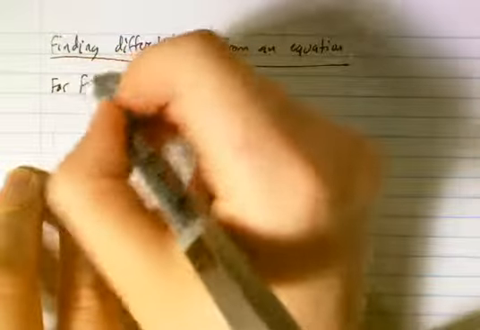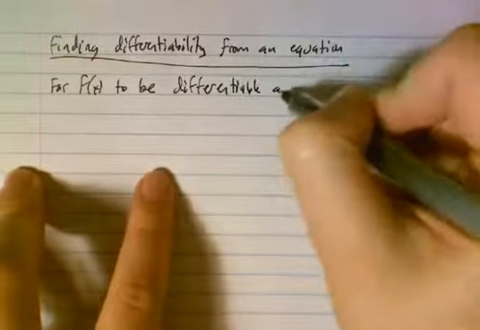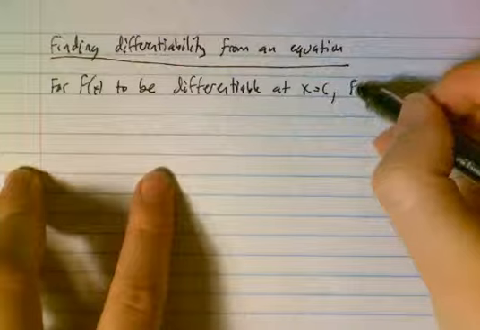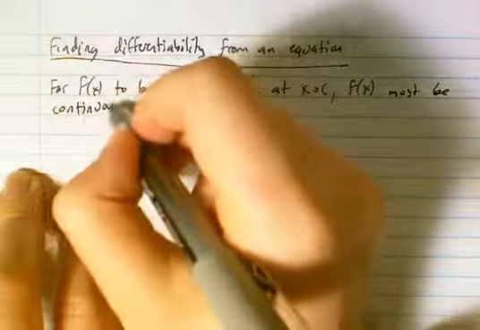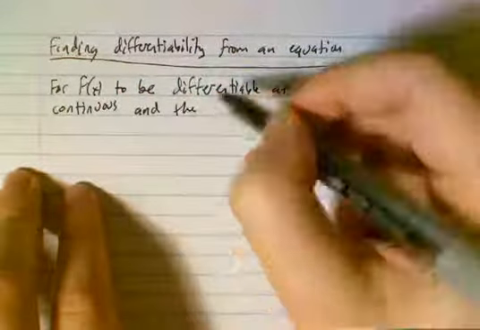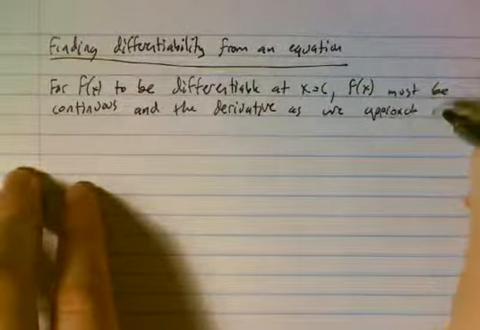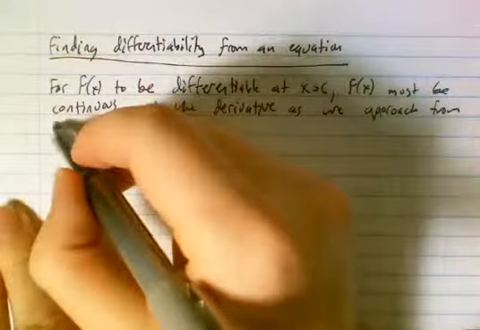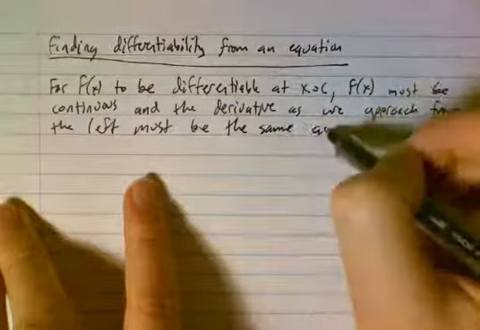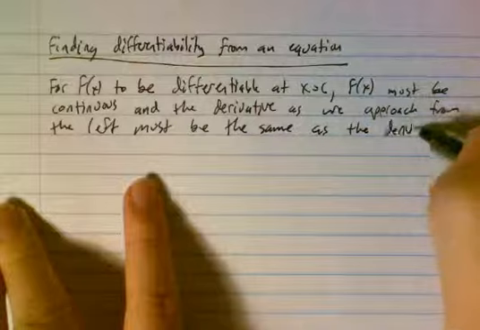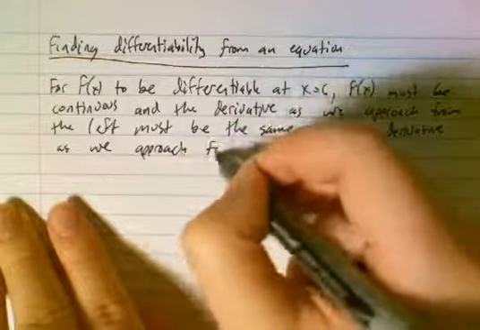How that works is that for f of x to be differentiable at x equals c, f of x must be continuous and the derivative as we approach from the left must be the same as the derivative as we approach from the right.